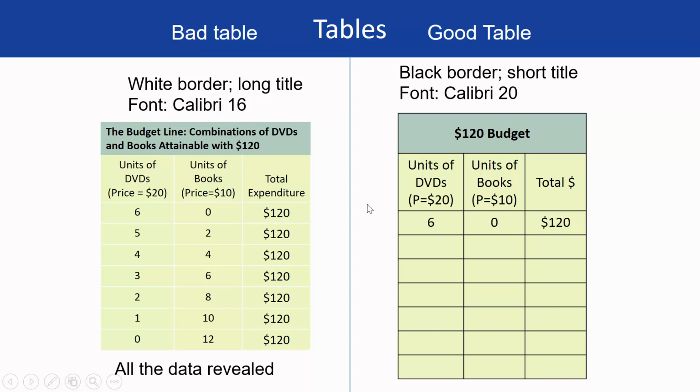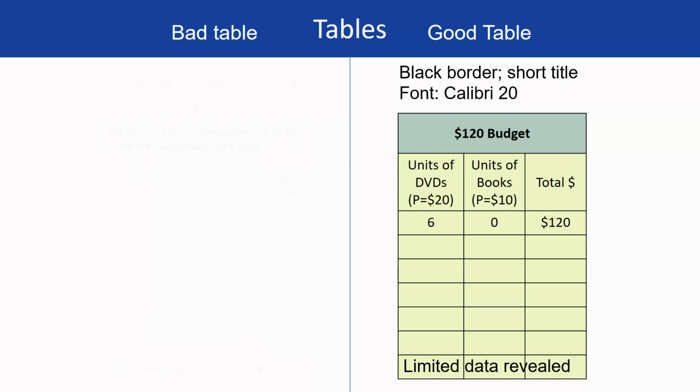On the right-hand side, you've got the same table, but it's much more user-friendly. The title has been shortened. What happens if you have a $120 budget? Much bigger font, so you can read it, and only one line of information is revealed. You can then talk about what happens if you take all your money and buy DVDs. By revealing one line of information at a time, you can get your audience focused in where you want them.